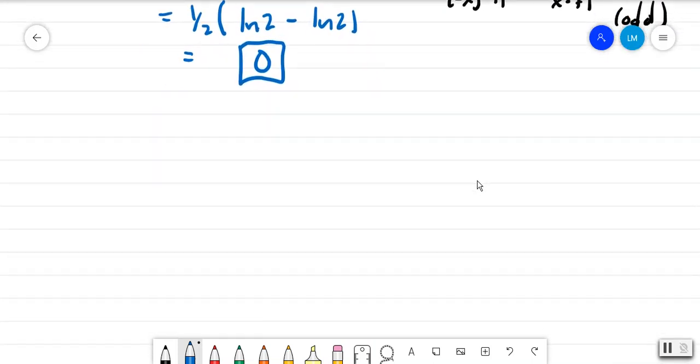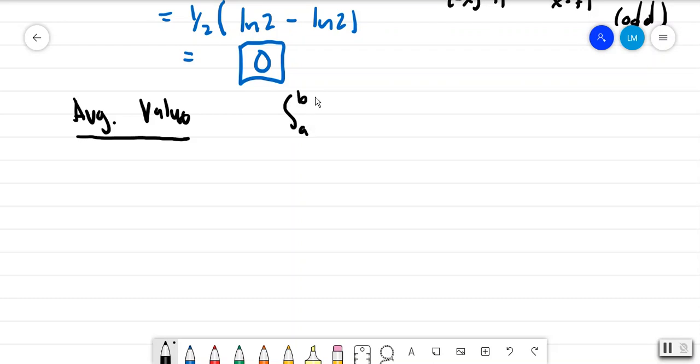Now, another thing that we look at in this section is average value. Whenever we look at the average value, we find it by saying that if we integrate from a to b of f of x dx and multiply this by 1 over b minus a, this is going to equal what we call the average value.